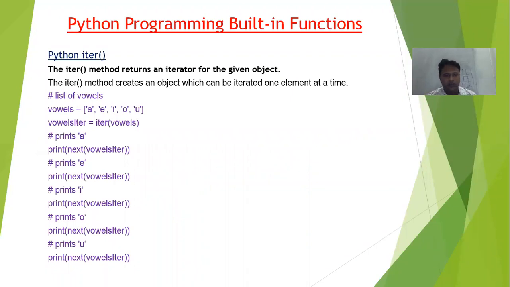The iter method returns an iterator for a given object. A, E, I, O, U. If you write print next vowel iter, it is printing A. Then print next vowel iter, it retrieves I. It means it pops one value. It means when you are iterating over a list or dictionary, it visits all the elements.